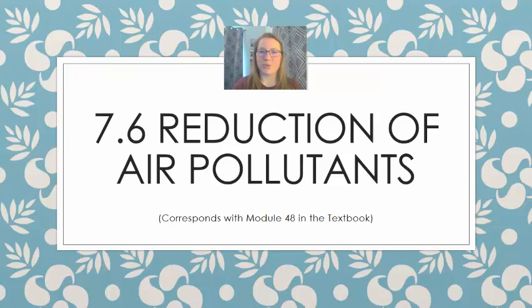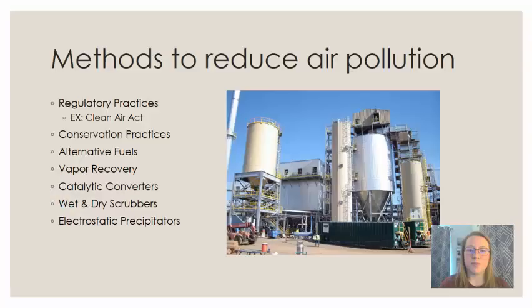In this video, we are going to talk about some of the ways that we can reduce the amount of air pollution that is being released from various sources. Some of these methods that we are going to discuss include regulatory practices, conservation practices, alternative fuels, vapor recovery, catalytic converters, wet and dry scrubbers, and electrostatic precipitators.